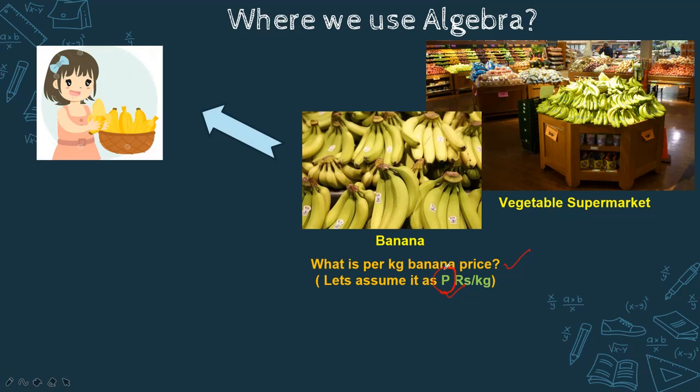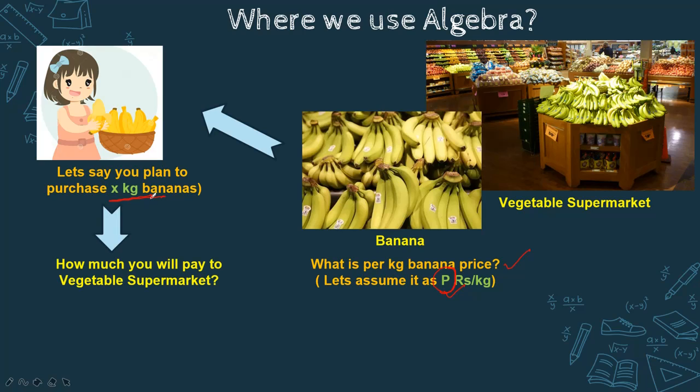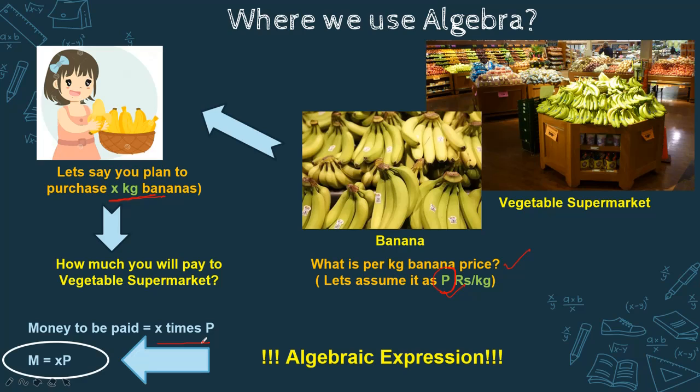Now the next thing is you took a certain number of bananas, so you measure in kg. You plan to purchase, let's say, X kg of banana, 2 kg, 3 kg, 10 kg based on your requirement. Now, how much money will you pay to the supermarket? You will basically do X times P. What are you actually doing here? See, these are the letters. You are doing an algebraic expression. You are doing algebra here. It's a simple algebraic expression.